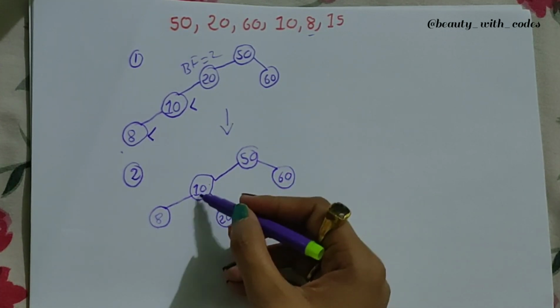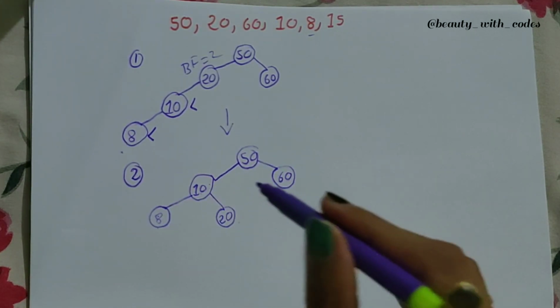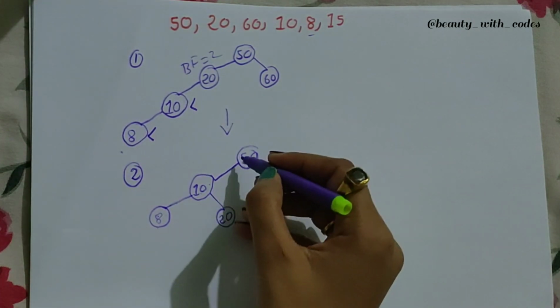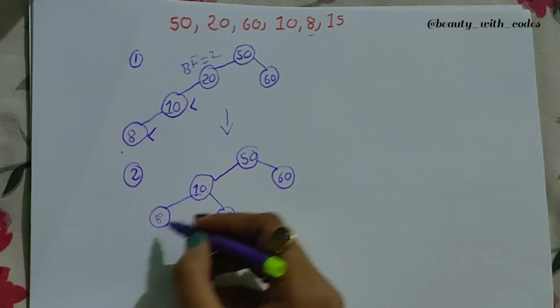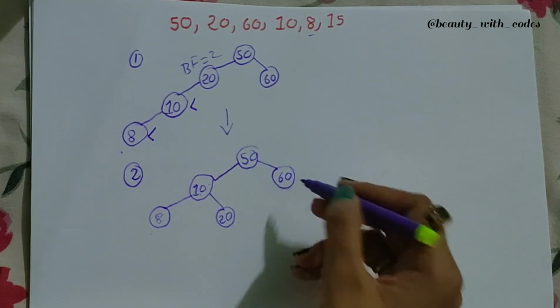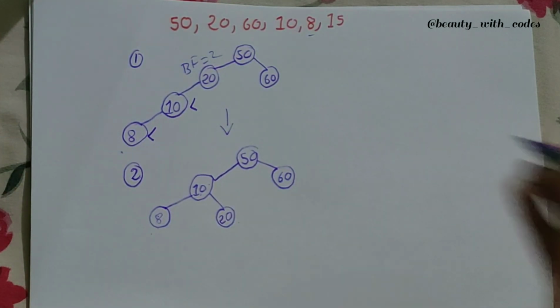Fine. What about 50? So 1, 2 or 1, 2. So whatever be the direction, the left child is left subtree, we are going to have like 2. Why? Because if we follow this path, then 10 and 8. If we follow this path, then 10 and 20. And what about right? We have only 1, so 60. So balance factor is still 1. So we don't need to worry about anything.